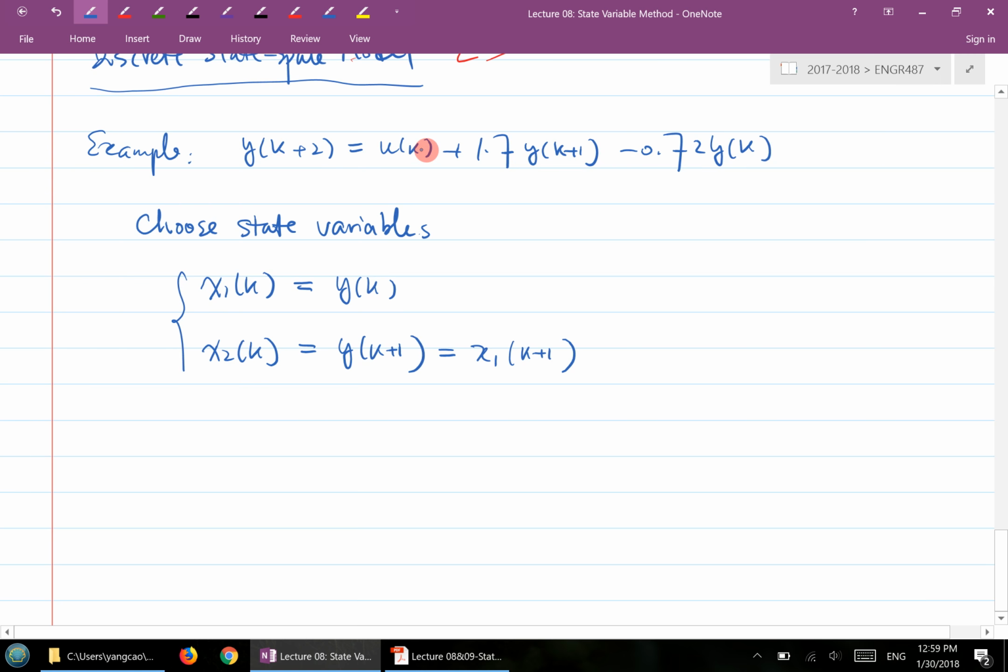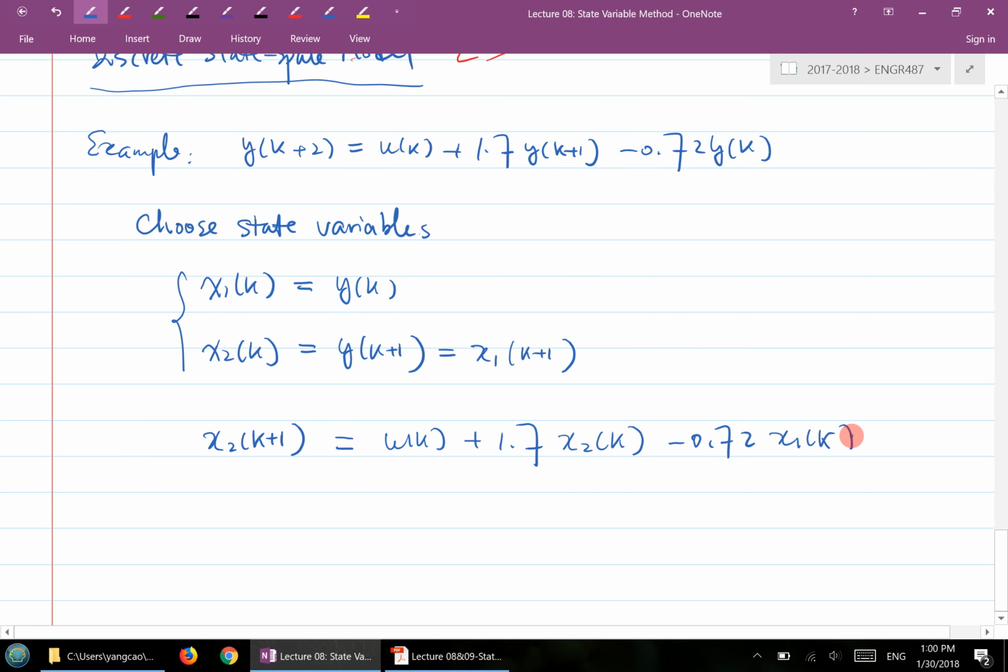going back to the original difference equation, this side here is y of k plus 2. According to the selection of state, that is x2 of k plus 1. And then this u of k, just keep it there, that's your input. Then 1.7 y of k plus 1, according to our selection of state, is x2 of k. And the last one here is y of k, which is x1 of k.